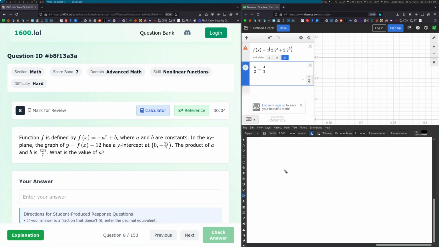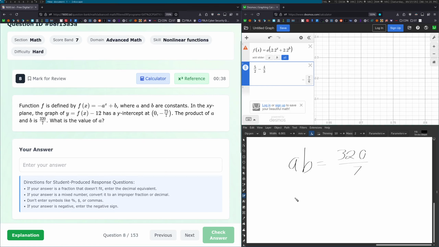Okay, let's do this one. Function f is defined by f of x is equal to negative ax plus b, where a and b are constants. In the xy plane, the graph of y is equal to f of x minus 12 has a y-intercept at 0, negative 75 over 7. The product of a and b is 320 over 7. I'm going to write that down. It seems important. So we have ab is equal to 320 over 7.